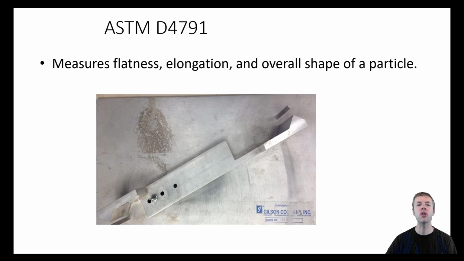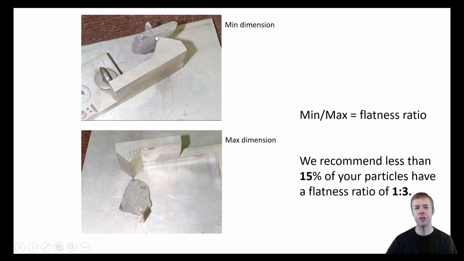You take an aggregate and you measure the minimum dimension that you can find. And you take that same aggregate and you measure the maximum dimension, or you compare the maximum dimension. And you get something called the flatness ratio. And Dan found in his research that he would recommend that you have 15% of your particles with a flatness ratio of 1:3 or less, or less than 15%. You don't want a lot of particles with a flatness ratio greater than 1:3. And again, about 15% was like the magic number that Dan found. So there's a tip for you.